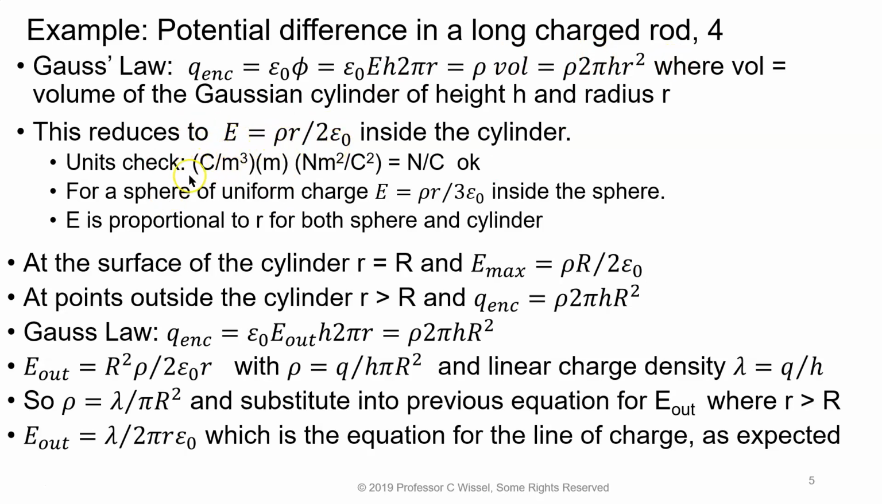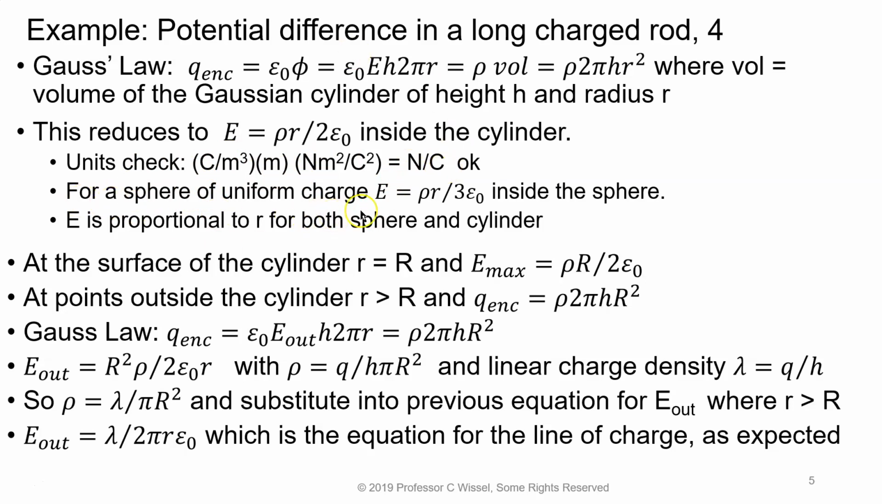Of course, we want E to be in newtons per coulomb. Rho is in coulombs per cubic meter. We have an r in meters, and 1 over epsilon naught is newton meter squared per coulomb squared. When you do all the units canceling, one of the coulombs goes away, and the meters cancel out. And we just wind up with newtons per coulomb.